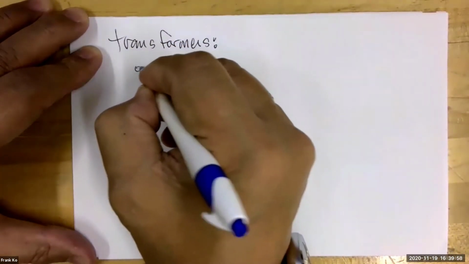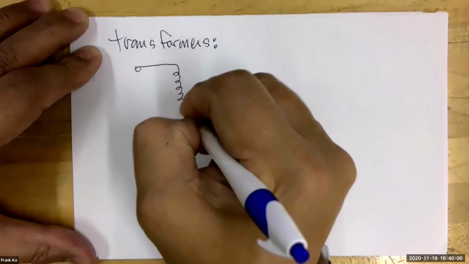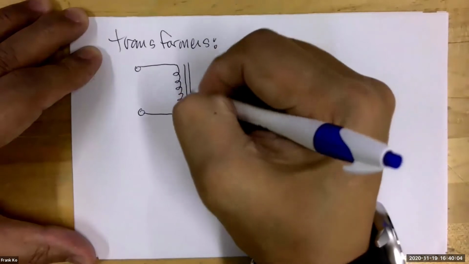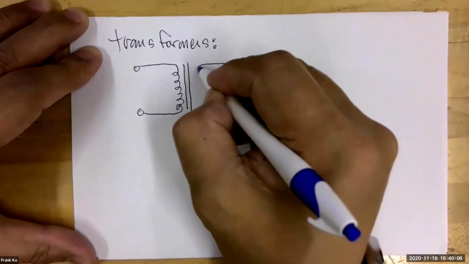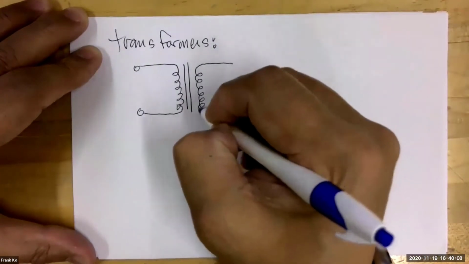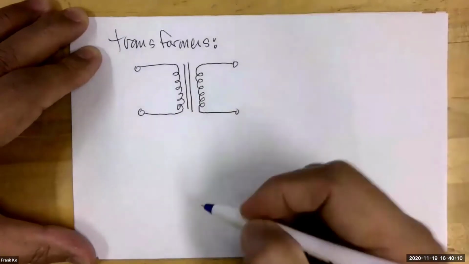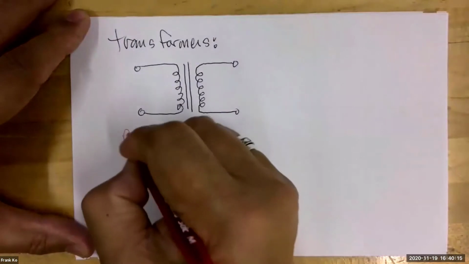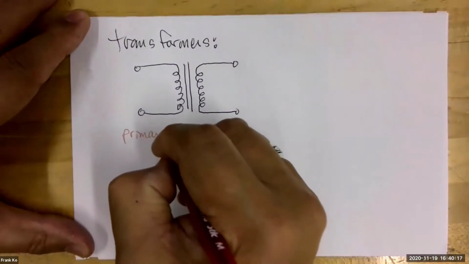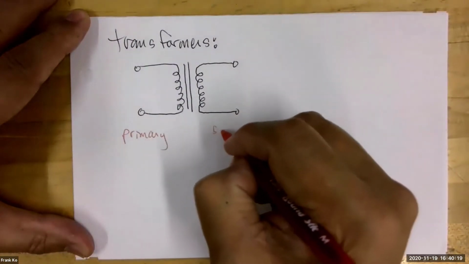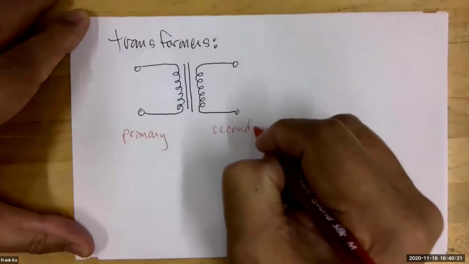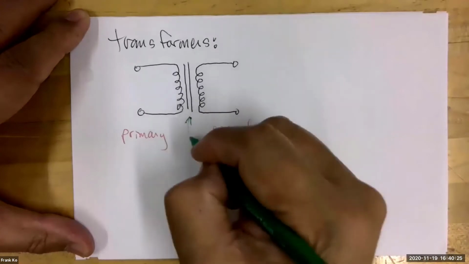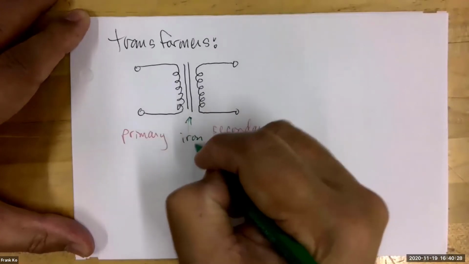And transformers are drawn this way. You have one set of coils like so. You have a pair of parallel lines, and you have another set of coils like so. You have several characteristics. This side of the coil is called primary. This side of the coil is called secondary. And the pair of parallel lines in here indicates that we have an iron core.